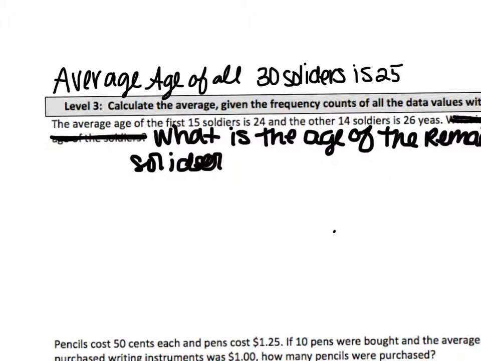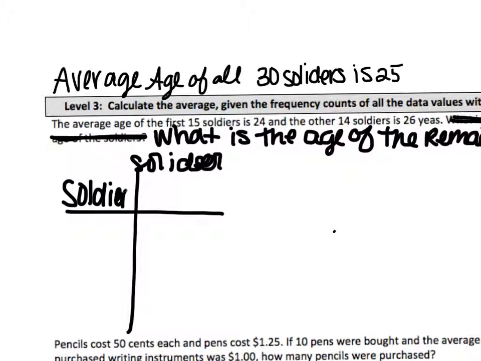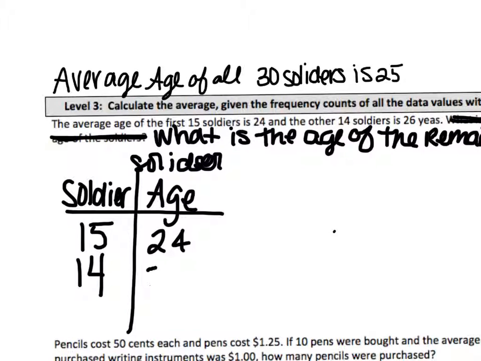So let's make a frequency table. We've got soldiers on one side and then age on the other. I know that the first 15 soldiers, their average age is 24. The next 14 soldiers, their ages are 26. So in order to account for the last soldier, if we add 15 plus 14, that's 29. I need one more to make 30 because there are 30 soldiers altogether. So I'll put one more soldier, but I don't know his age, so I'm going to call it X.